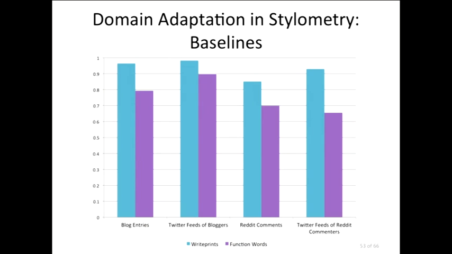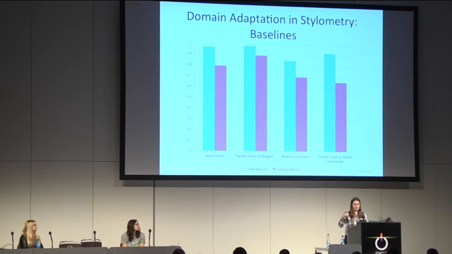These are the in-domain results for blogs, and then tweets, and then Reddit comments, and then tweets. We have 2 different Twitter data sets because one was collected with the blogs and the other with tweets. And you can see that we do really, really well. The purple lines are function words, and they don't do quite as well as the write prints, which are the bluish lines on the screen. But in general, we're doing pretty well with this.